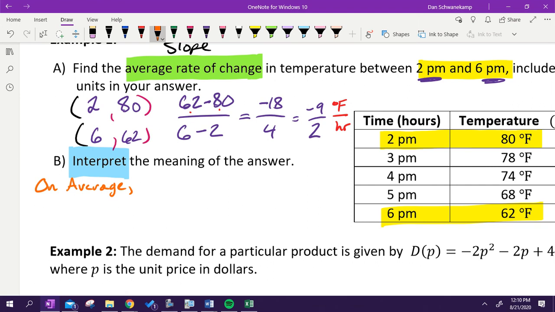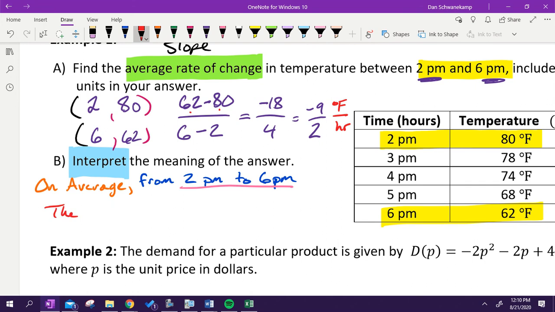But there's some context there. You have to tell me when your thing is true. So on average, when? You got to say the time frame. So on average, from 2 p.m. to 6 p.m., you have to say the interval. If you don't, it'd be wrong. So on average, from 2 p.m. to 6 p.m., we included time.